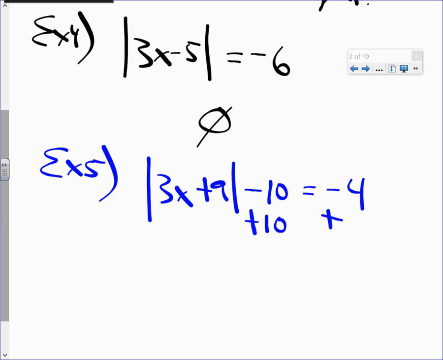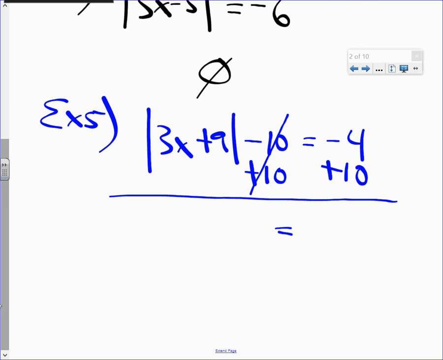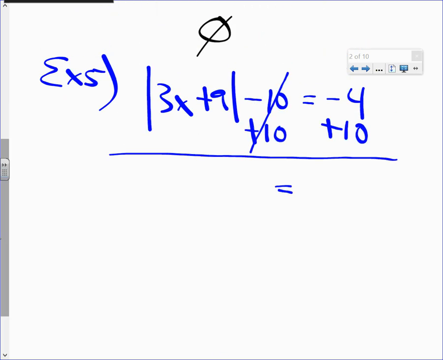Watch this. This is done. Equals, watch this. I got the absolute value of 3x plus 9. What's negative 4 plus 10?